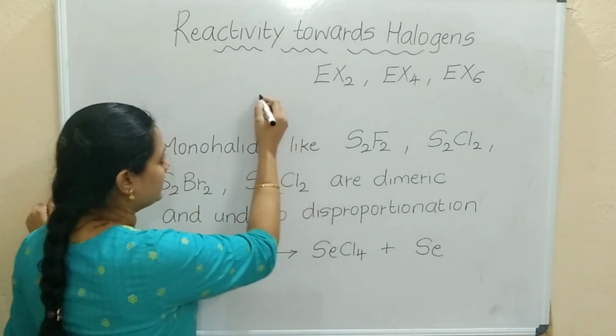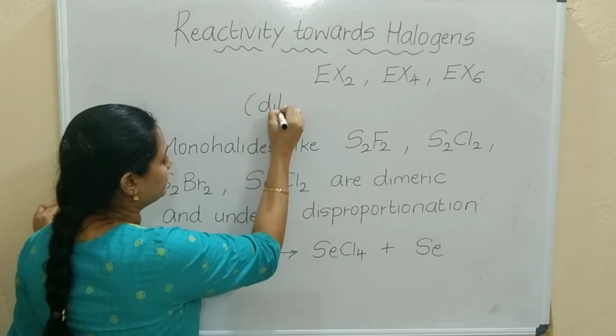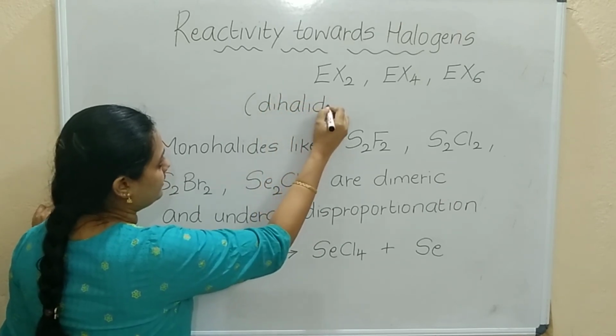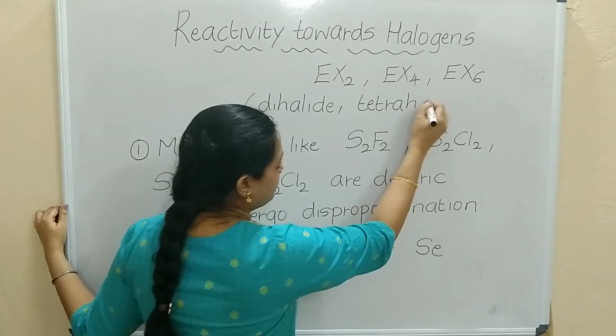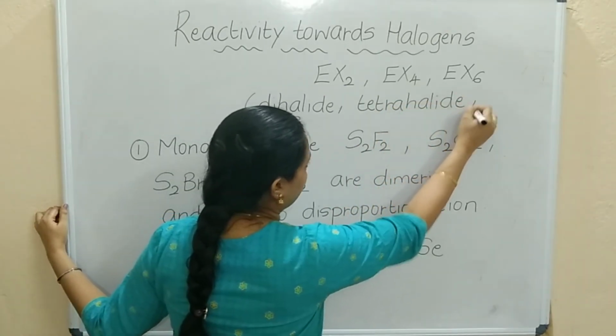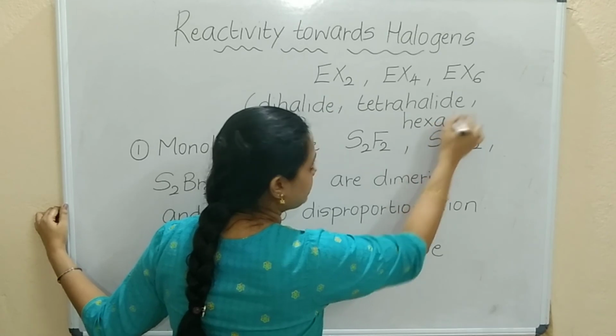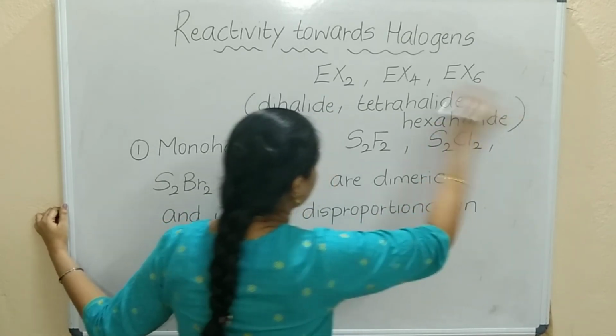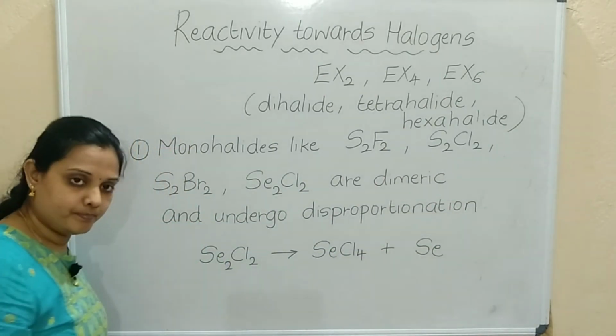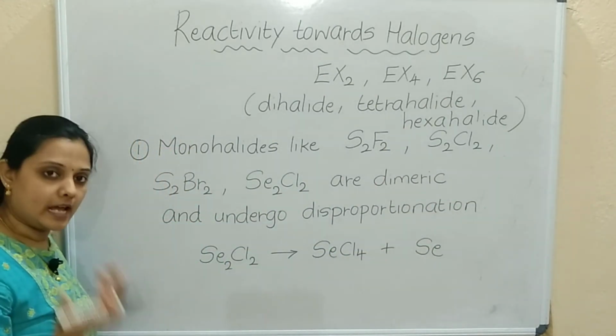So, what is it forming? It will form a dihalide, it will form a tetrahalide, and it will form a hexahalide. 6 are there, right? So, hexahalide compounds. So, 3 types of compounds it can form when it reacts with halogens.